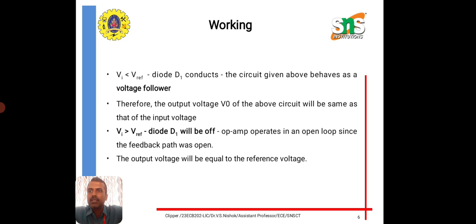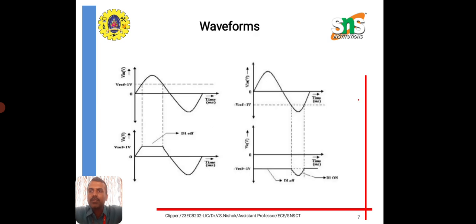When Vi goes greater than V reference, the diode D1 becomes off, so there will be no output. This is the case for the positive Clipper. We can see this with an input and output waveform. Here we have input and output waveforms based on the reference voltage.